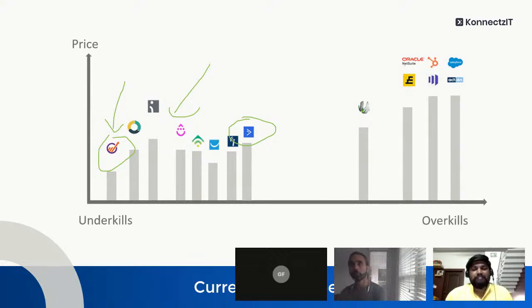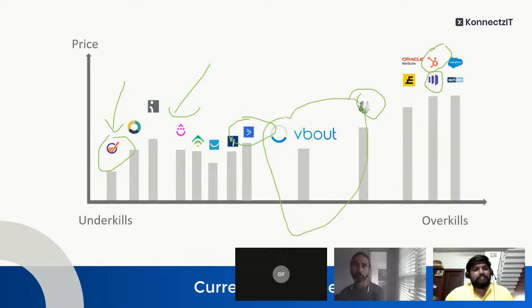Okay, and then you have the overkills like HubSpot, amazing but very expensive. Marketo is a beast, but good luck setting up your things without spending endless hours understanding the UI. SharpSpring is another great product. We are right here in the middle. So between the underkills and the overkills is where the Vbout category is. This just gives you a snapshot about where we are in terms of the landscape.